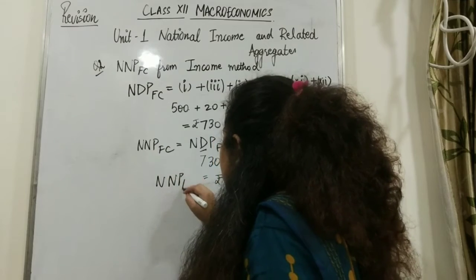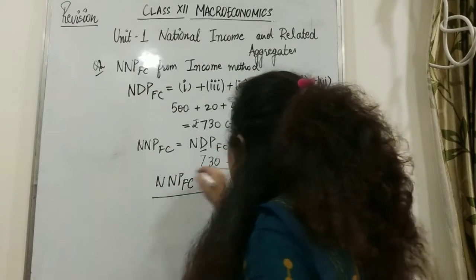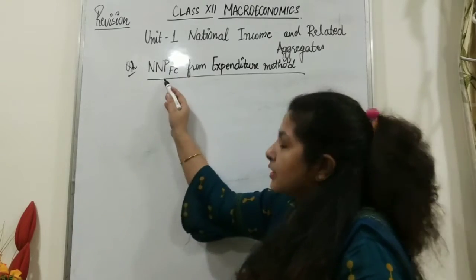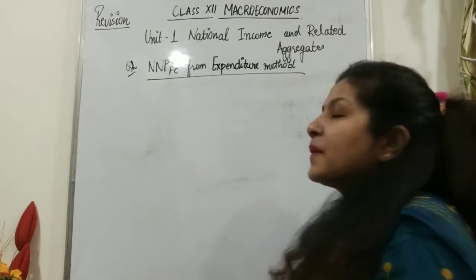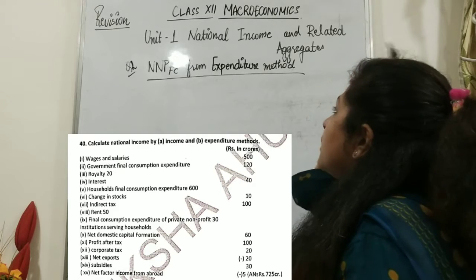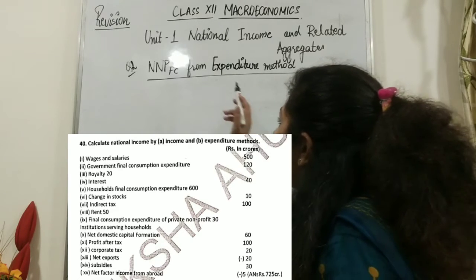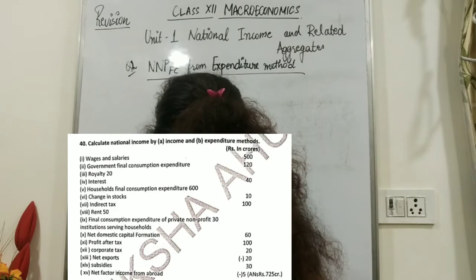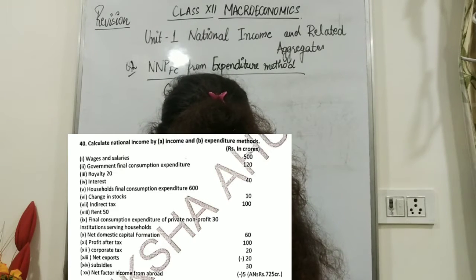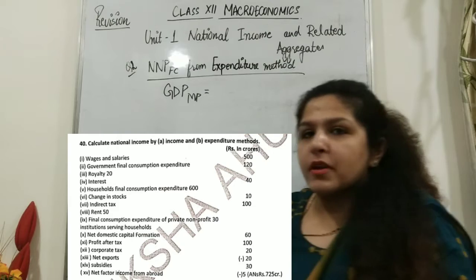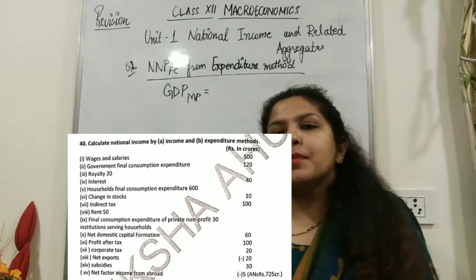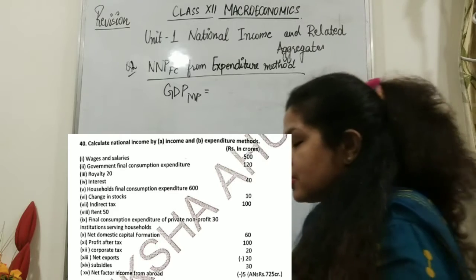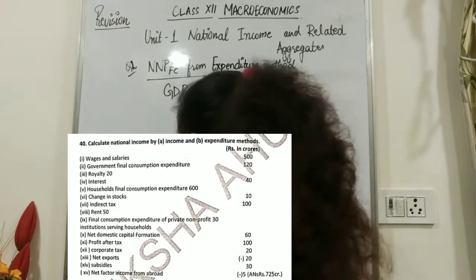So now let's do the same from expenditure method. Let's do the calculation of national income through expenditure method. In the expenditure method you should know what is being calculated, GDP MP first. So let's calculate GDP MP from expenditure method, and we know we need to add C plus I plus G plus NX. So private final consumption expenditure is not given directly. It is given in 2 subparts.